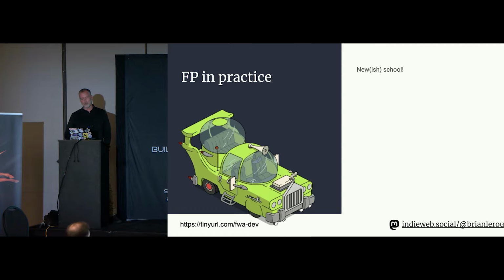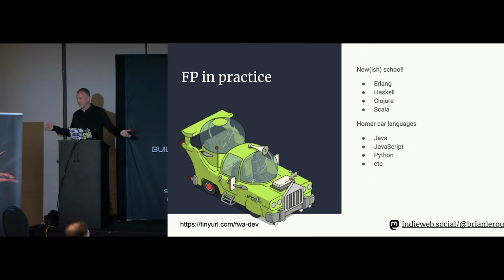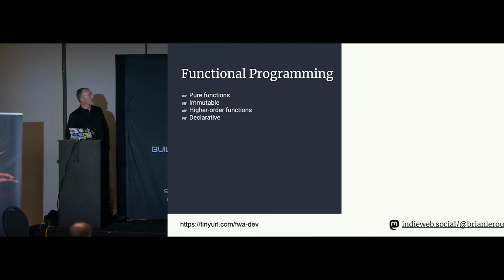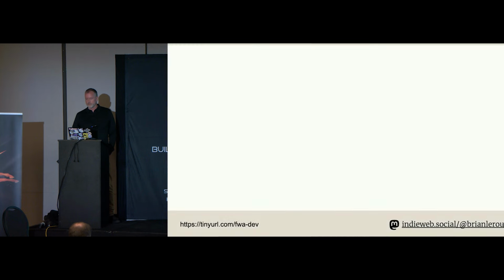So functional programming in practice, we do have some cool newer languages that are kind of younger and have all the modern affordances that we're looking for. But typically we get Homer car languages. If you are a Simpsons fan, you might remember they asked Homer to design a car, and he went and got everybody's feedback. And he incorporated everybody's feedback equally, and he ended up with this perfect illustration of what JavaScript has become. So functional programming. We've got pure functions, immutability, higher order functions, declarative, stuff you already all know. This just leads to more reliable, more maintainable code, which is great. Happy days.